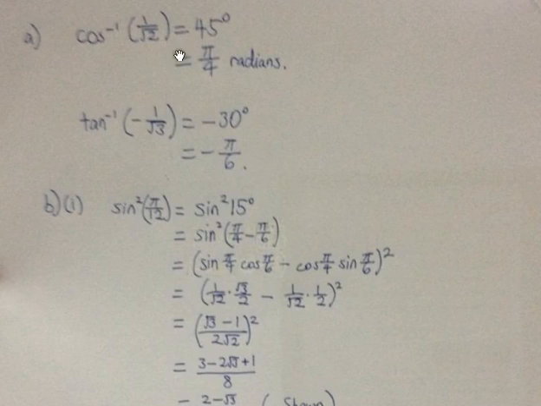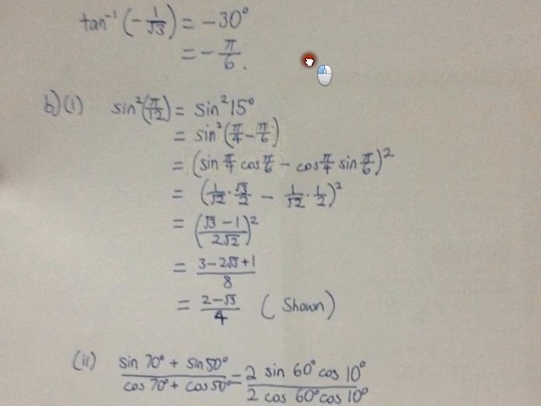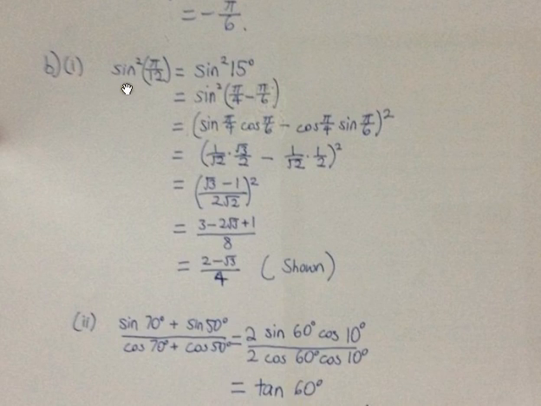Okay, the inverse cosine of 1 out of root 2 is equal to 45 degrees. In radian form it is pi out of 4 radians. The inverse tangent of negative 1 out of root 3 gives us negative 30 degrees. So the basic angle is 30 degrees. So if you want the exact form, it is equal to negative 30 degrees or negative pi out of 6 in radians.